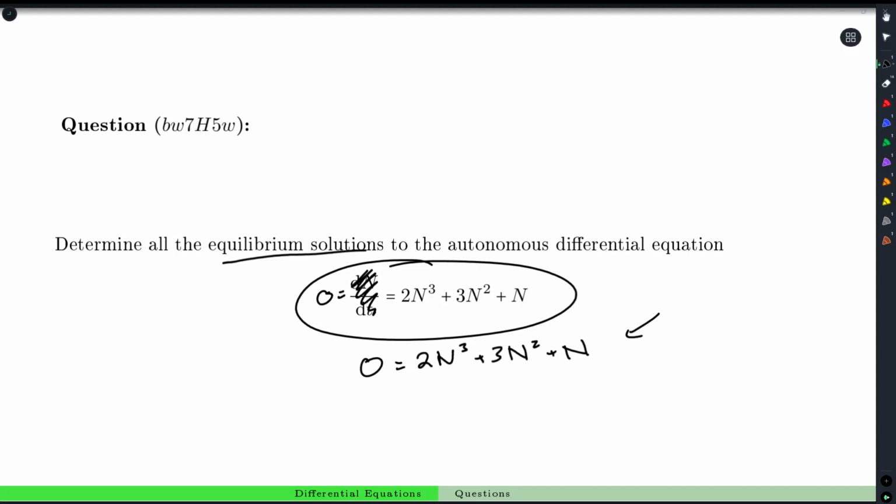But at this point, it's just, can you factor a polynomial? Can you find the roots of this thing? The zeros. And we can take out a factor of n. And we'll be left with n squared plus 3n plus 1. And then we might try and do something like the quadratic formula, or we could try to factor.